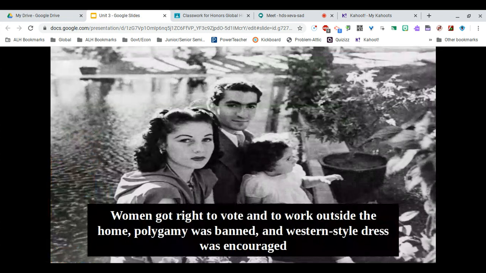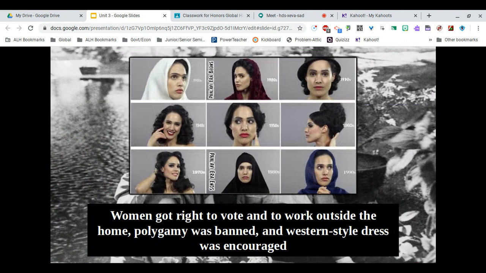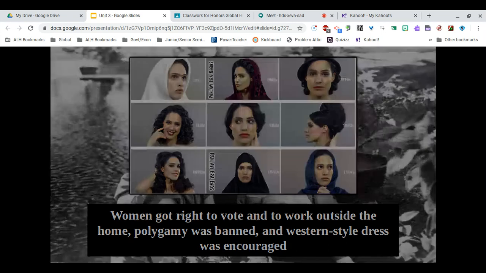Women were given the right to vote and to work outside the home. Polygamy was banned. Western style dress was encouraged. And you can really see in this image the changes that you had with women very quickly. So in the 1910s, the 1920s, you still had them covered. 1930s, yes, coverings, but more of a hat instead of a scarf. And then you started seeing them walk away from that completely. And then when you have the Pahlavi era ending, you really have that complete go back to complete covering, right?